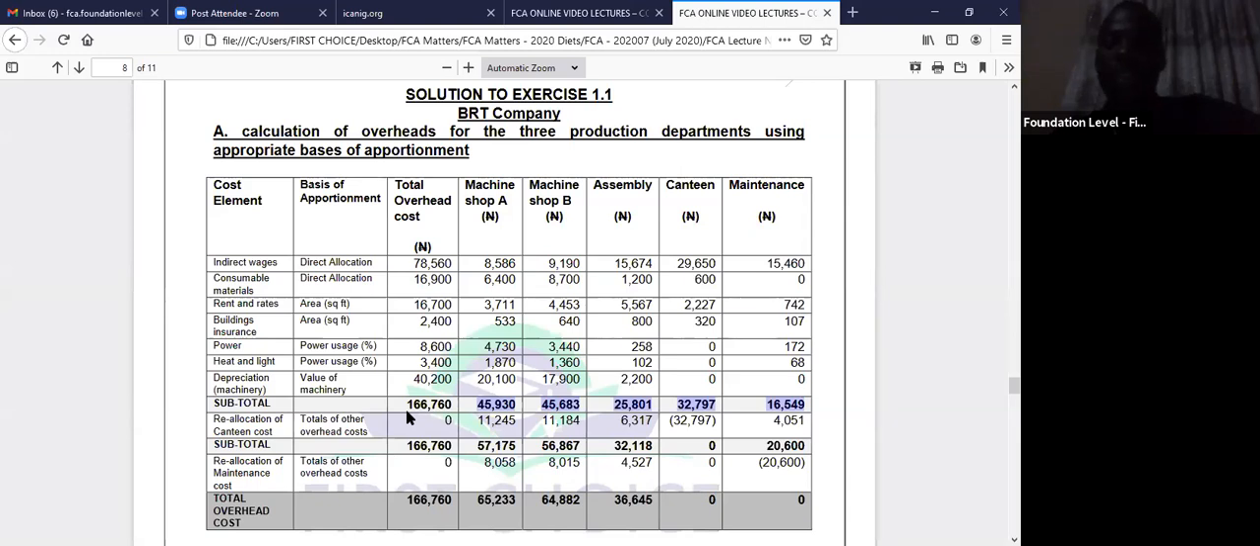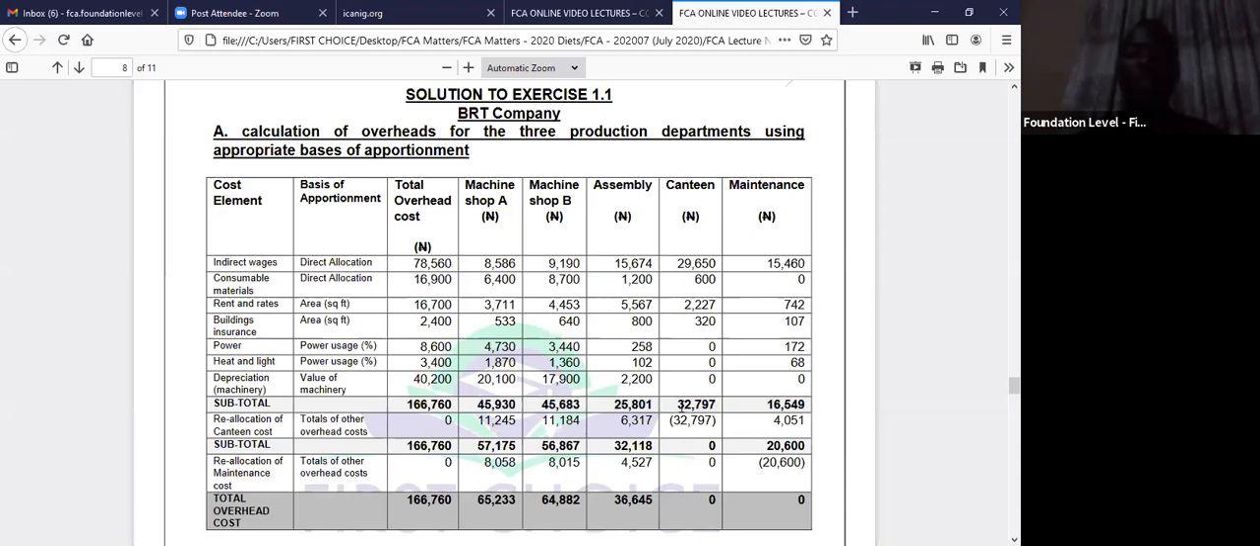Now, what do you do? This is what we call allocation or apportionment. The next thing you do is reapportion. So which of these two are you going to reapportion? Because you're going to do them one after the other. You reapportion the canteen first, because machine A and machine B and assembly, they all need the canteen. Even the maintenance needs the canteen. And so cost incurred in the canteen is the first to go.